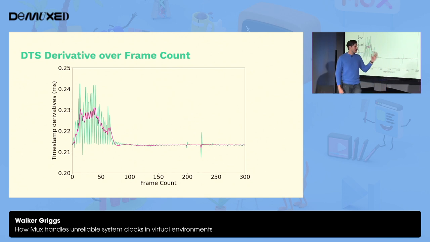Another thing to call out here is that the denoising filter is doing its job, but it can't spin gold from straw, right? The peaks are lower and the troughs are higher, but it's only as good as the data you feed it.